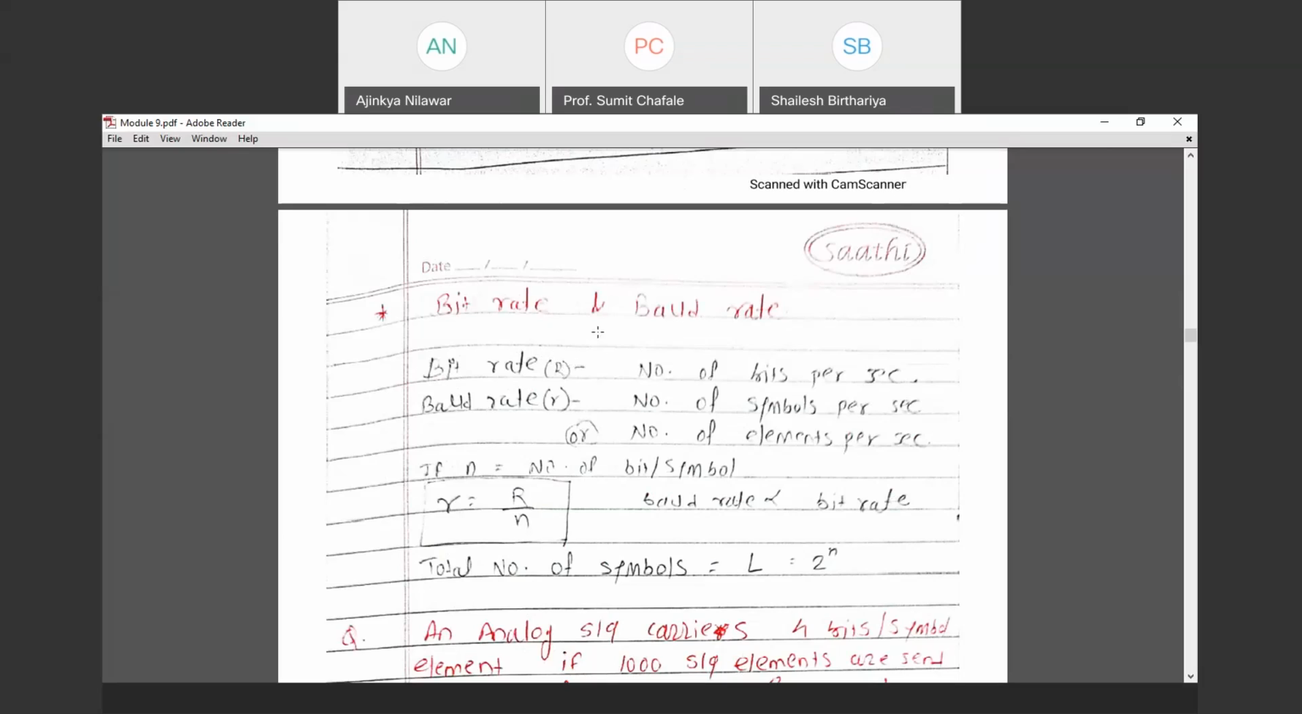Bit rate is given by capital R, the number of bits per second.